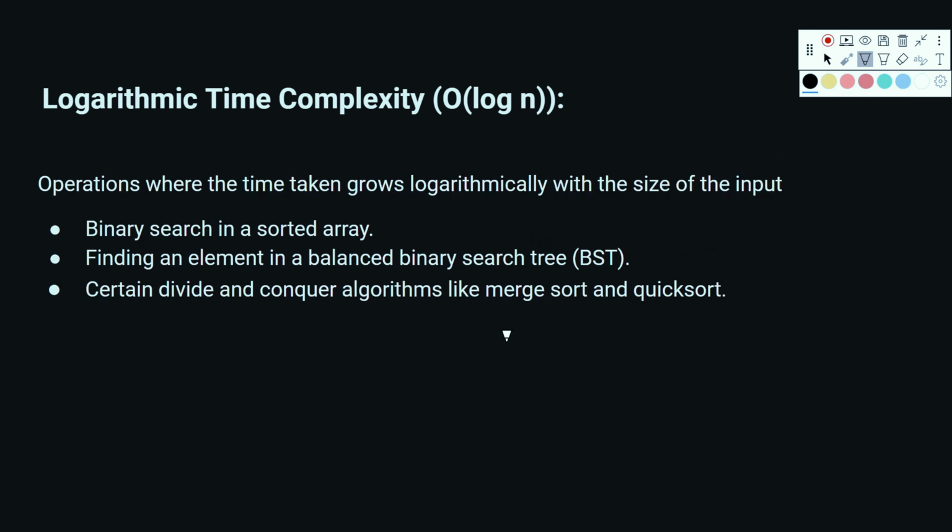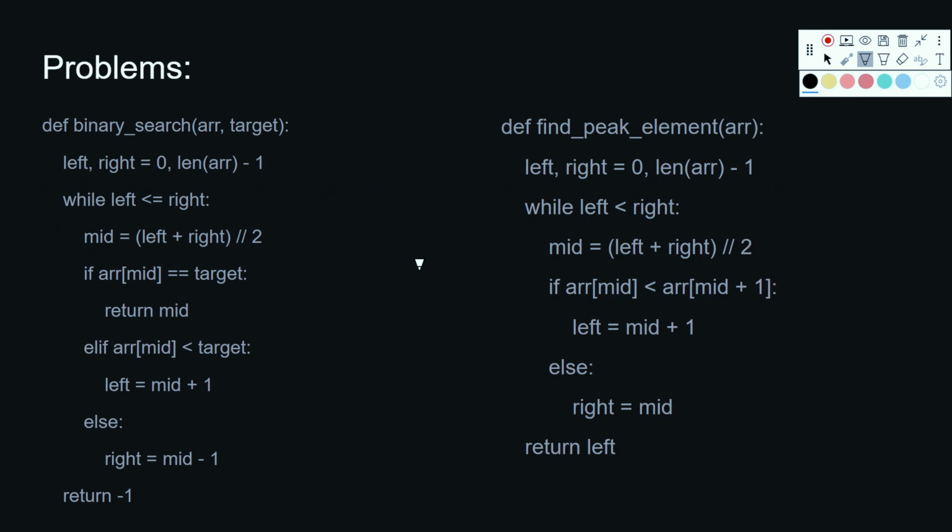Let us move on. Now the next time complexity is basically logarithmic time complexity. This time complexity you will often see in binary search, or let us suppose you want to find an element in a balanced search tree, or certain divide and conquer algorithms like merge sort and quick sort often use this one, okay. So let us see how we can analyze this one. So we are having a problem over here which is basically a binary search problem. It is accepting two values, which is an array and a target.